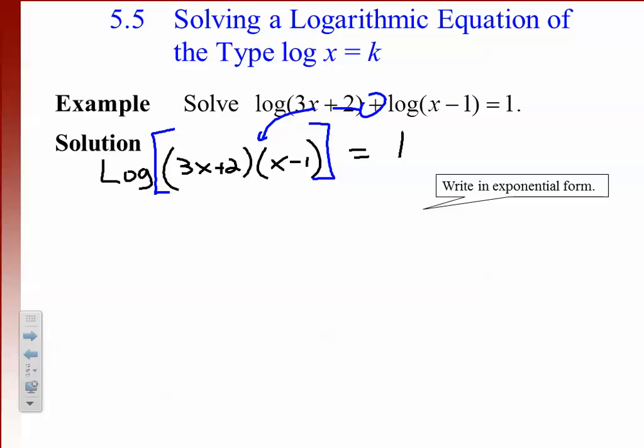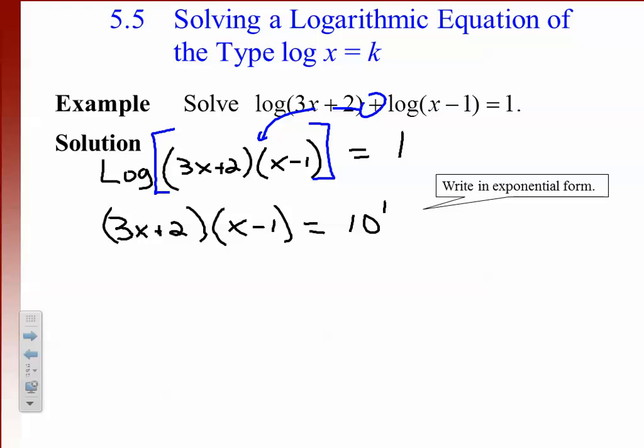Okay, so we know that this common log is log of base 10, and so if we use 10 to the power of this exponent, we're going to get rid of the log. So we need to be able to go from log form to exponent form. So exponent form on the left side would just get rid of this log, and it would look like 3x plus 2 times x minus 1 equals 10 to the first power.